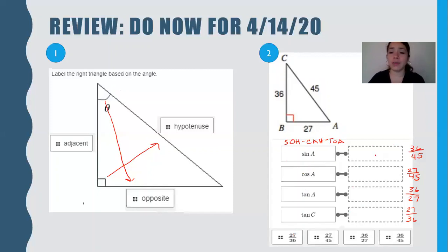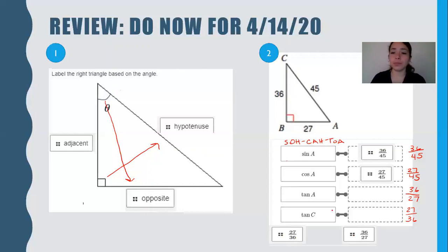For example, for sine of A, if my answer is 36 over 45, I look for 36 over 45, click on it, and move it to that space. So it would look like that. For cosine of A, if it's 27 over 45, again, I just click on it, hold it, and then move it.